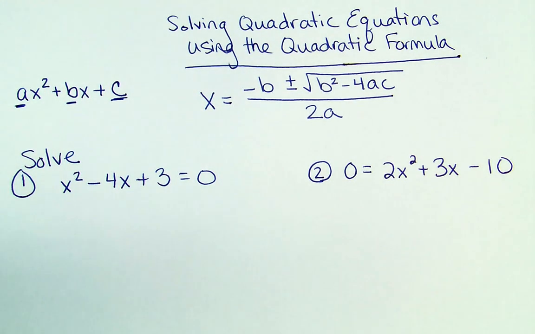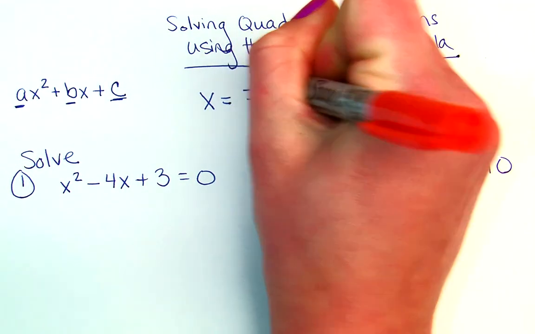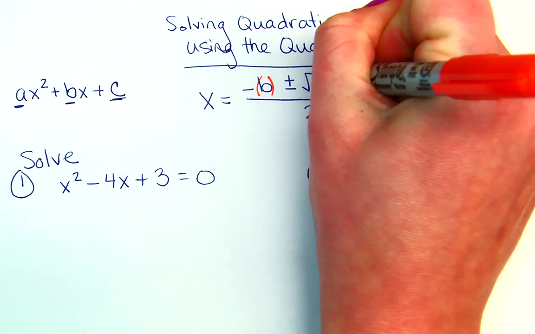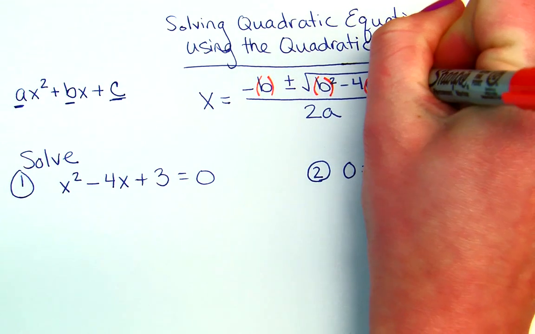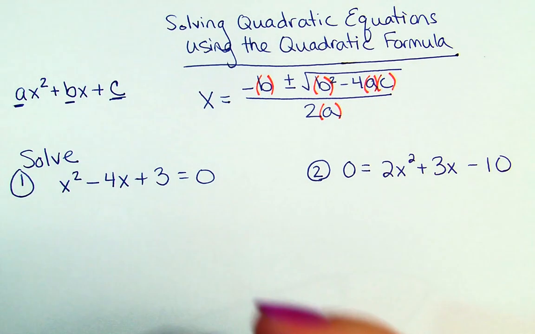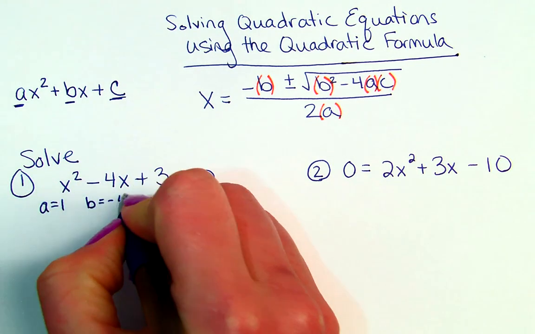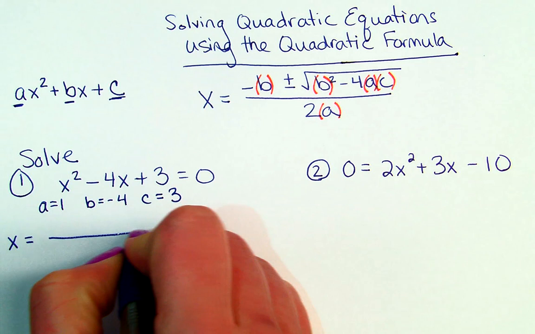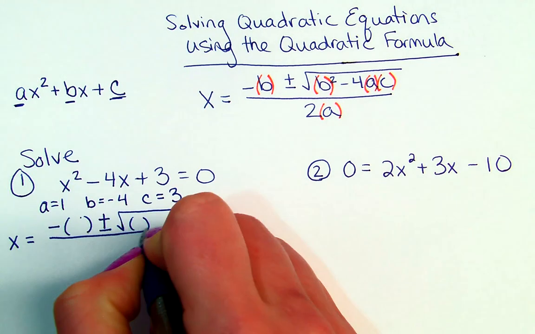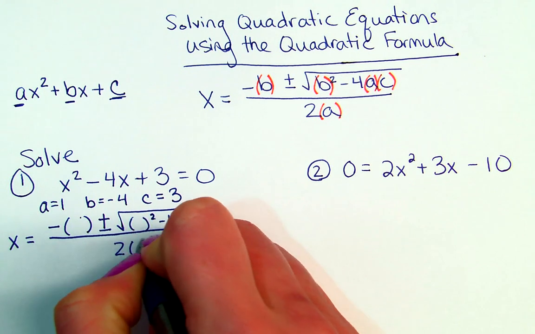Okay? And then when we rewrite this formula, I like to rewrite it with parentheses. So every variable gets a parentheses, and I substitute values into those parentheses. Okay? So let's take a look at number 1. A is equal to 1. B is equal to -4, and C is equal to +3. So I'm going to set up my quadratic formula with the parentheses. So negative parentheses plus or minus the square root of parentheses squared minus 4 parentheses all over 2 parentheses.